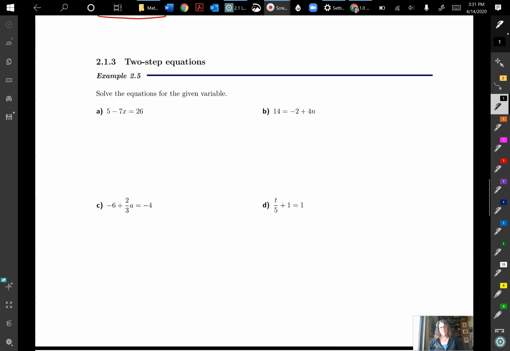Okay, so we're still on page 23 of the workbook, but we're doing two-step equations now. So example 2.25, solve the equations for the given variable. So we just need to make sure we get our variable parts equal to our constants, so our variable term. So we have a couple of different things to do.